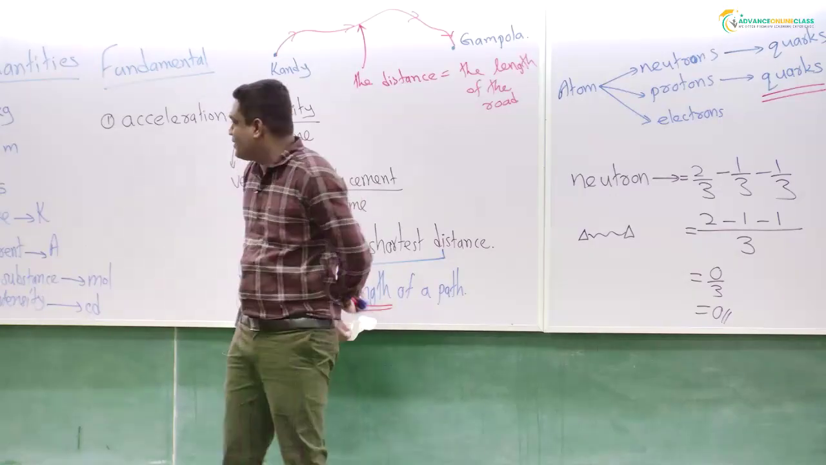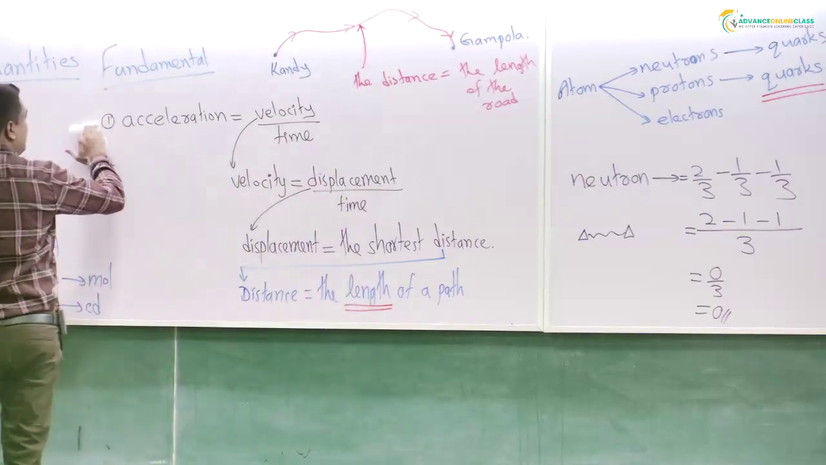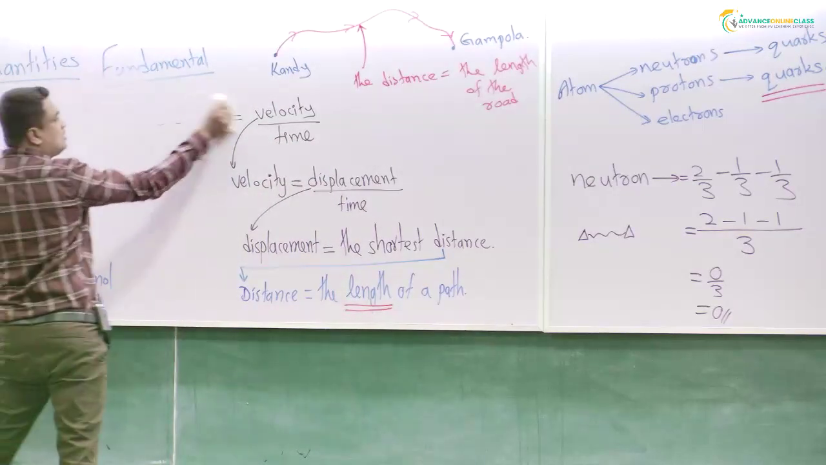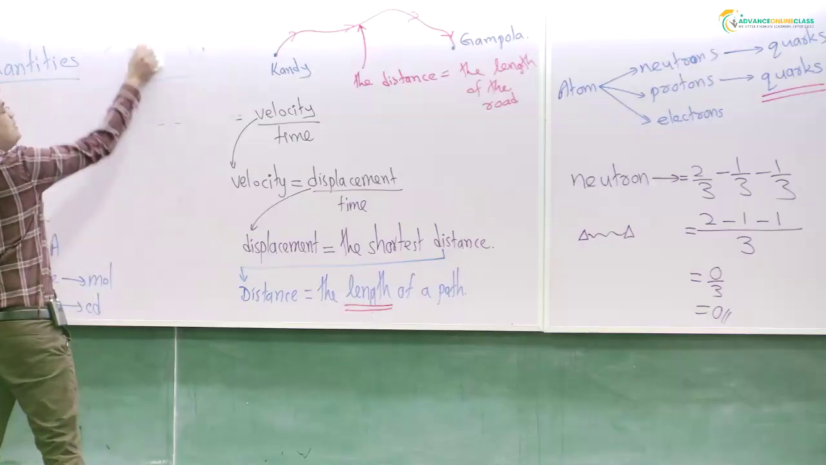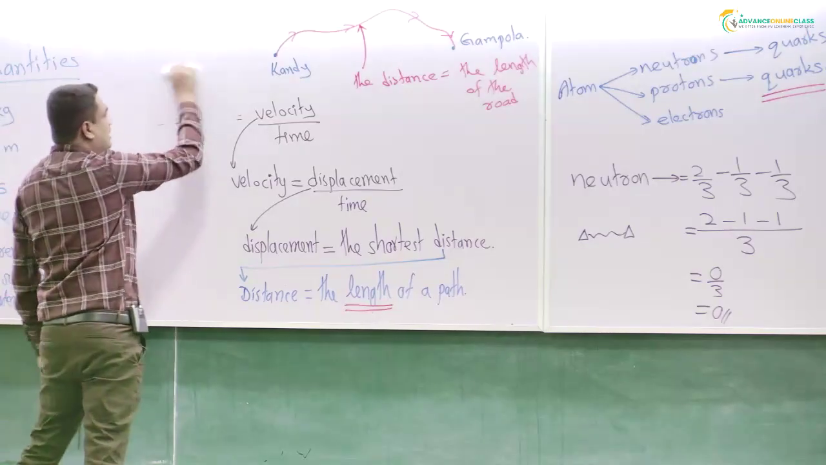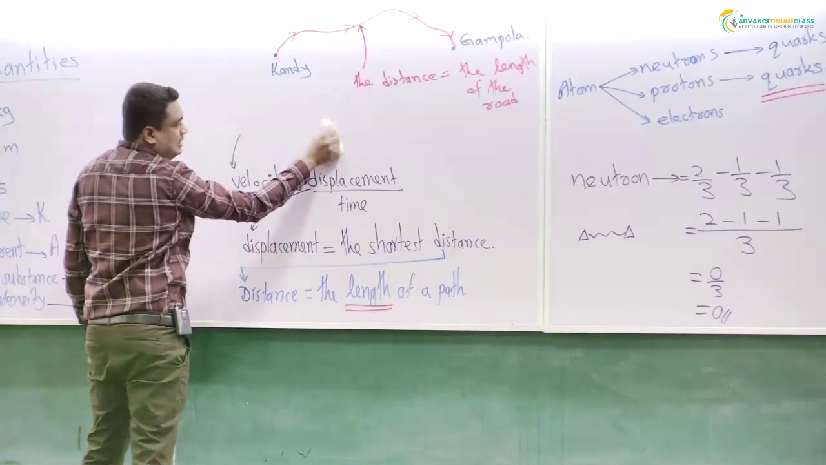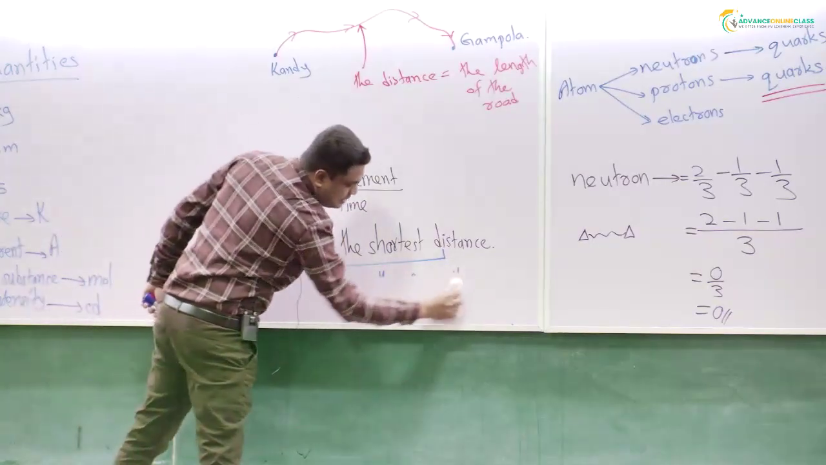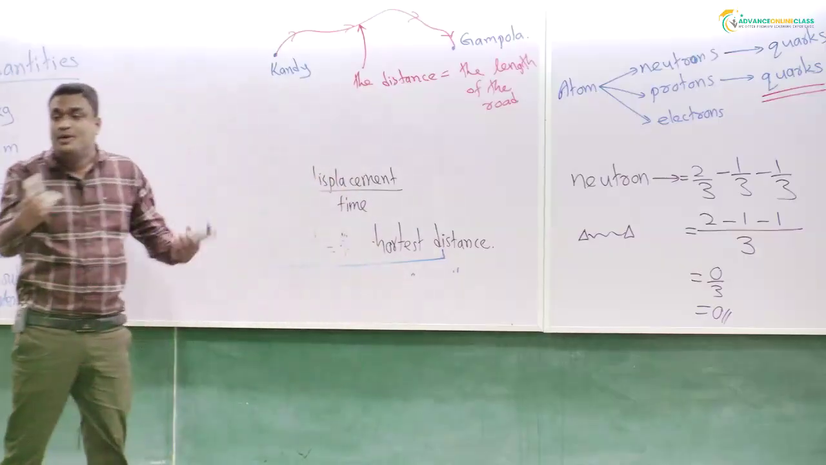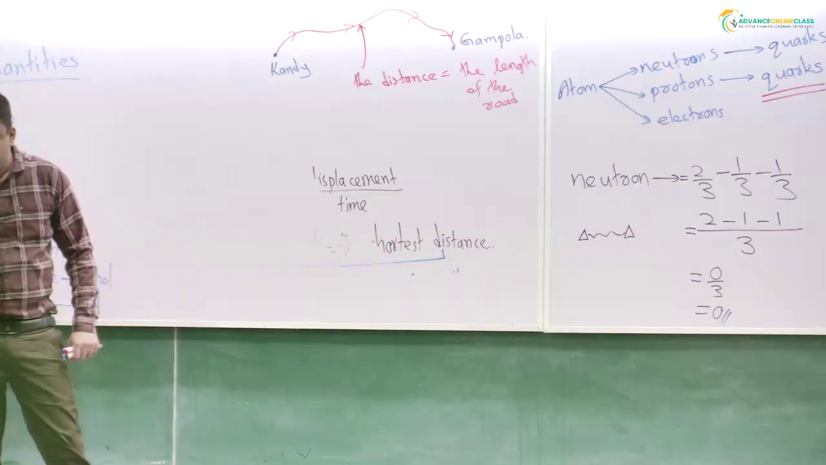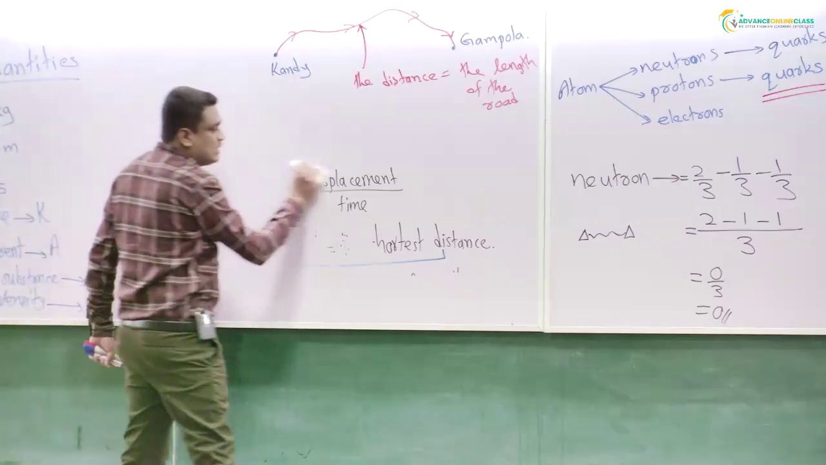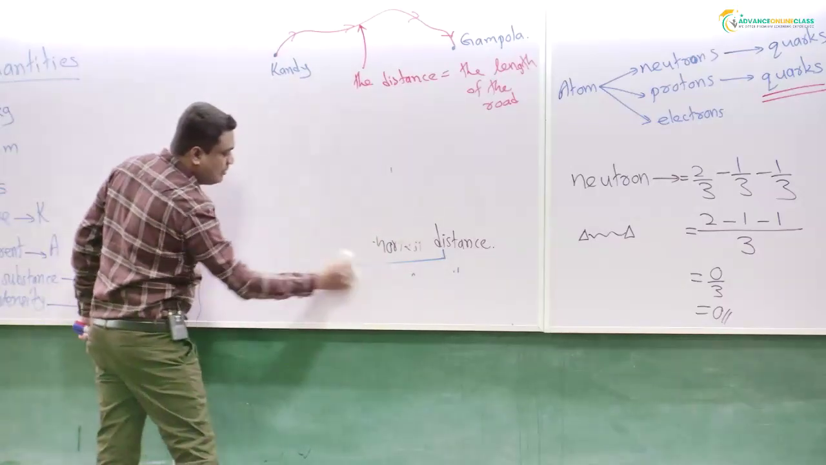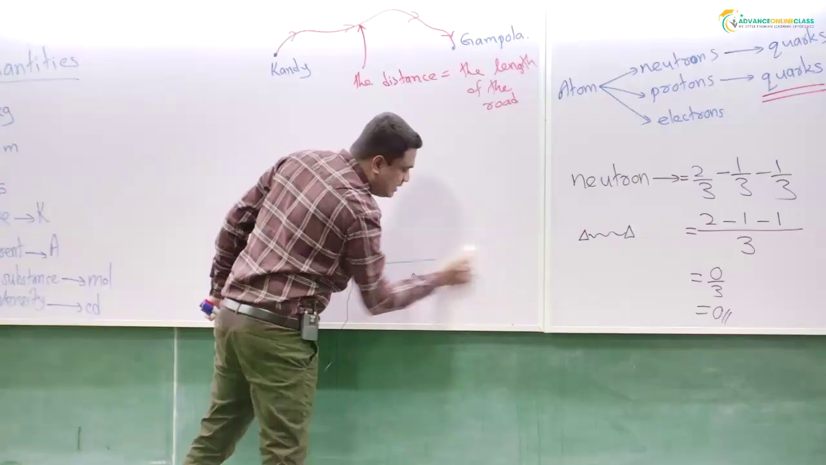Got it? Right. Then we have so-called derived physical units. What are the derived physical units? They are derived physical quantities, the physical quantities obtained by using other physical quantities. What's the first example that I have given for derived physical quantities?